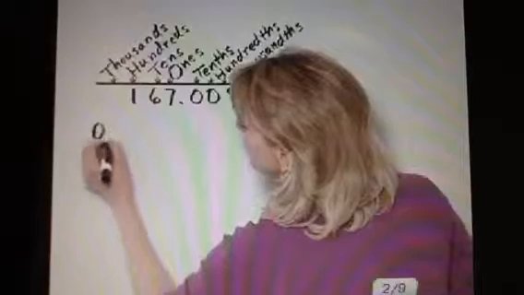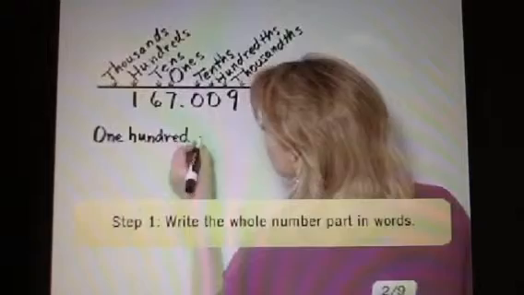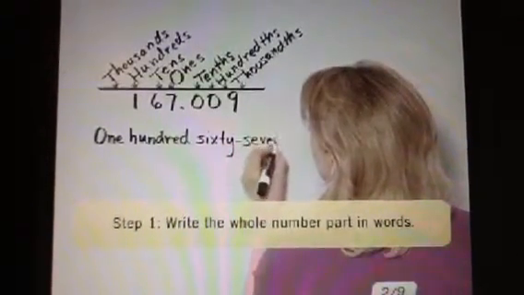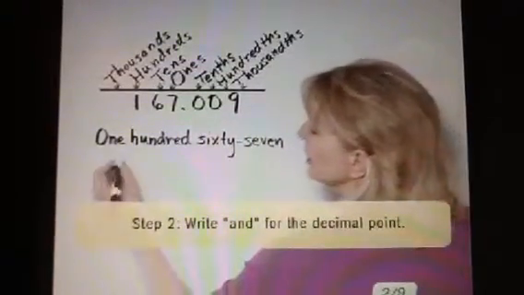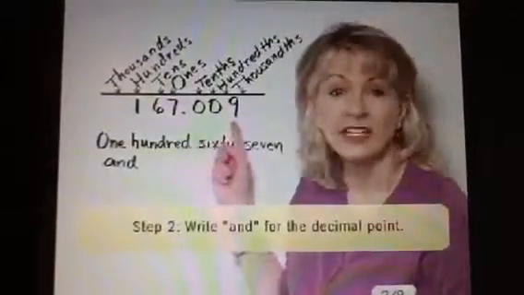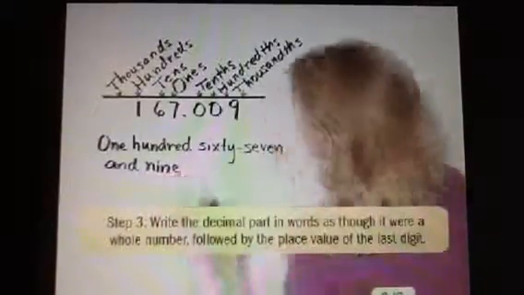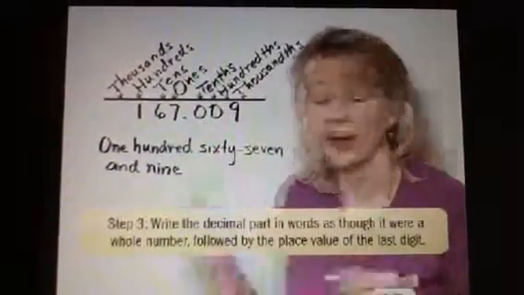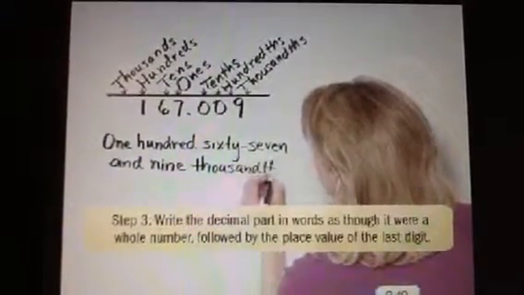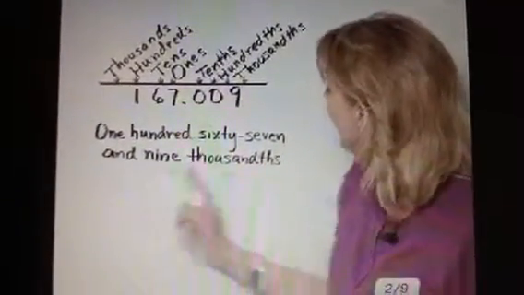So let's write that out. 167. What do I write again for the decimal point? And then to the right, we read it as if it were a whole number, so just 9. Then the place value of the 9 thousandths. Make sure you include the THS. And there we have 167 and 9 thousandths.